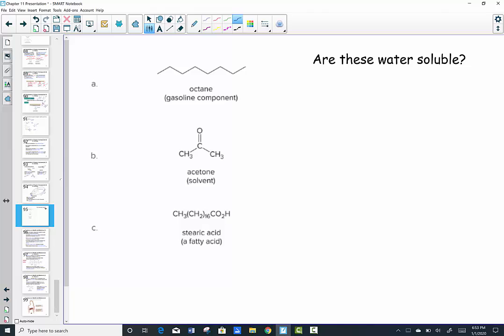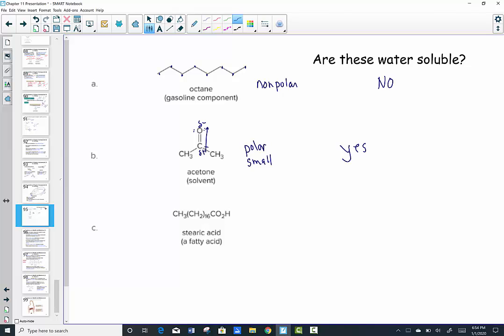Are these water soluble? Write down yes or no, and then come back to practice. Letter A is octane. It is an 8-carbon chain where each one of the line structure bends represents a carbon. This is a nonpolar molecule. So does it form a water solution? No. Here we have acetone with a very electron-rich oxygen area and an electron-deficient carbon area. So this is a polar region, and it's small. So yes, I would predict this forms a solution.